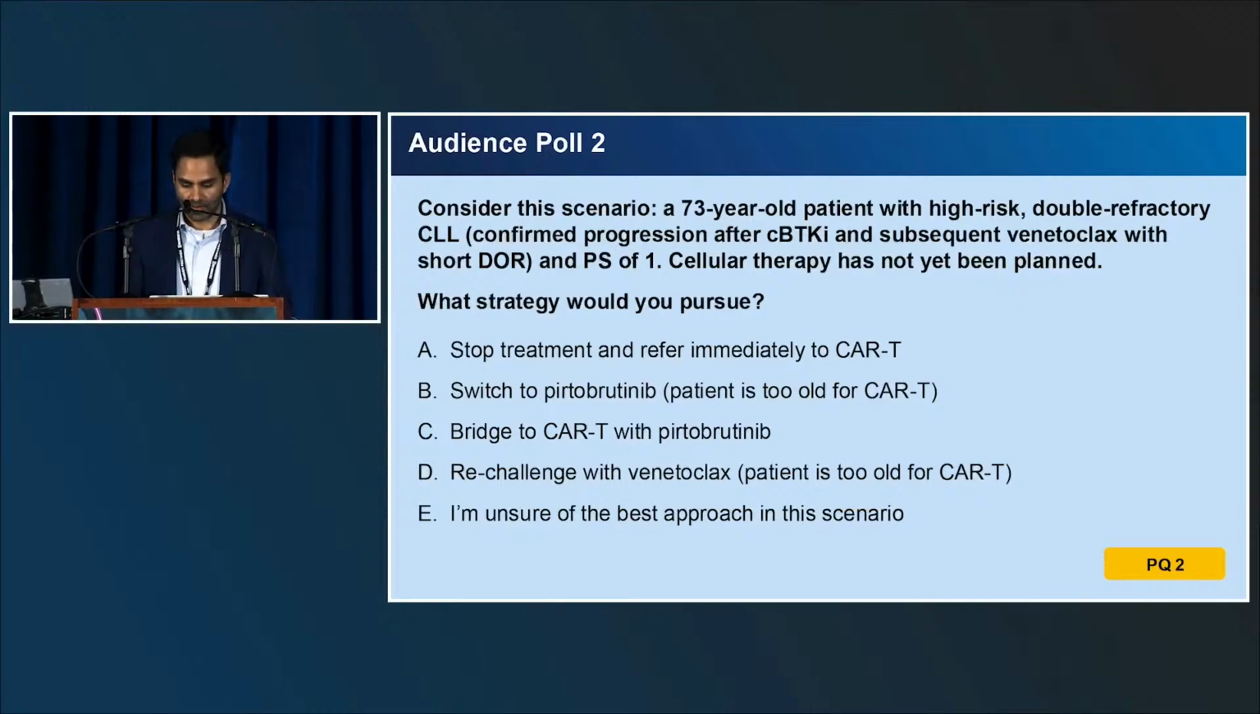All right, so the overwhelming majority here said bridge to CAR T with pirtobrutinib, so very astute. If I can't choose between two, I'll use them both. But that may be very reasonable, and we'll talk about why. Okay.